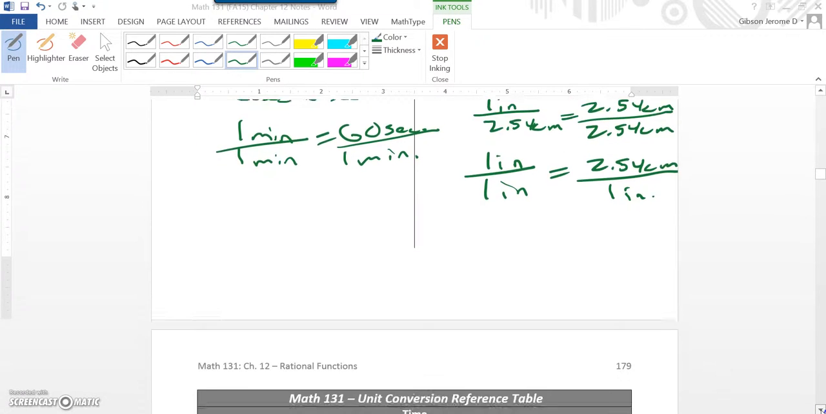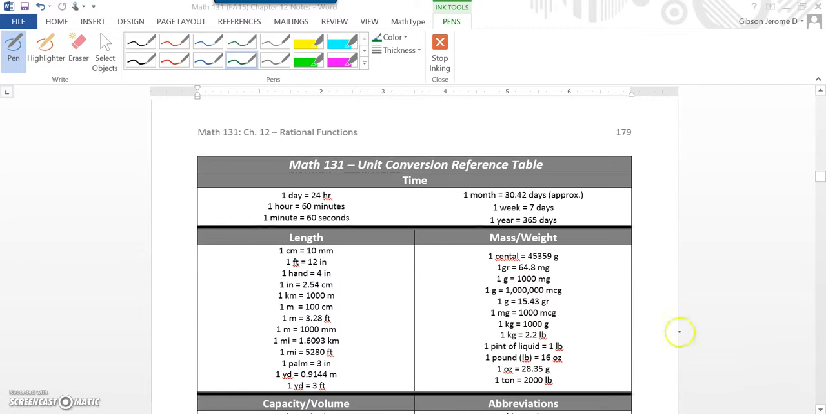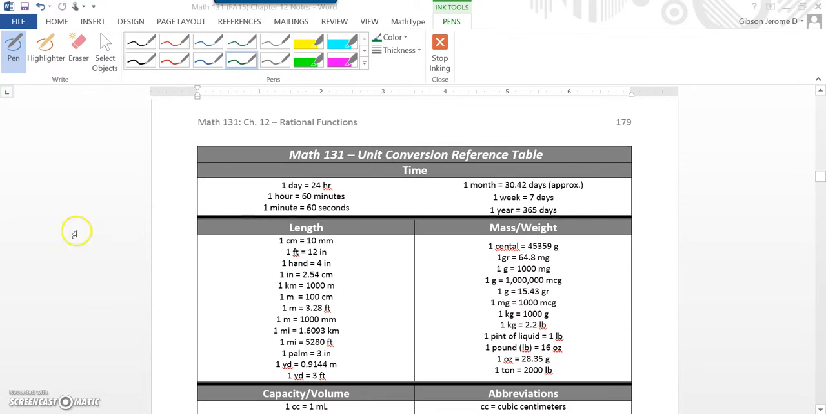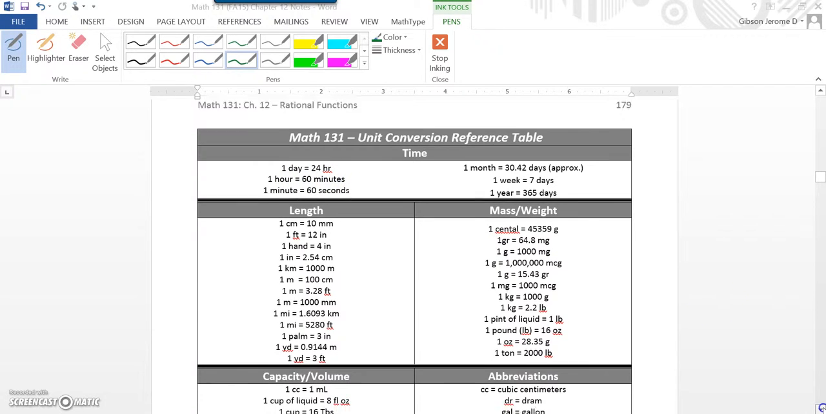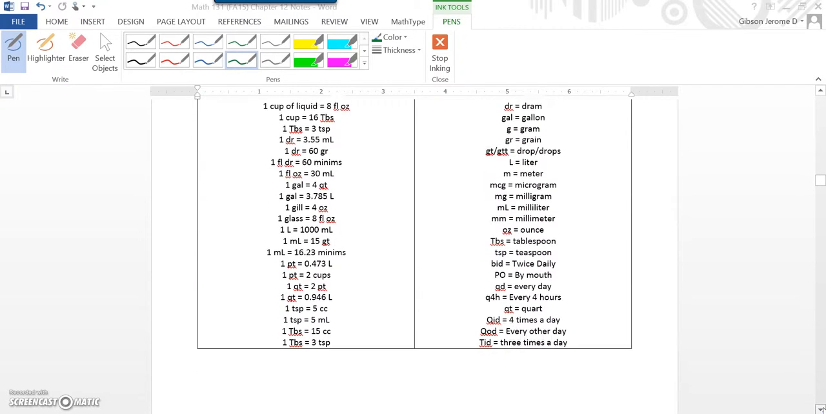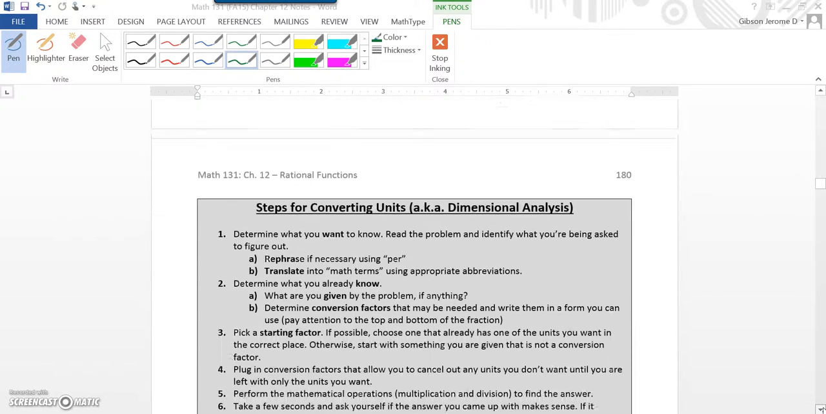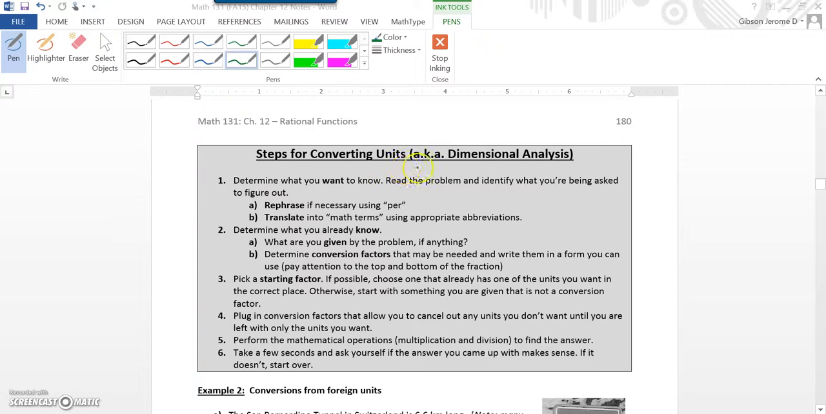Okay, now we scroll down here. We have this conversion table. We know if they are equal to each other, they're the same. So if you divide 1 day by 24 hours, you know that still means a factor of 1. Okay, now it says steps for converting units, also known as dimensional analysis.